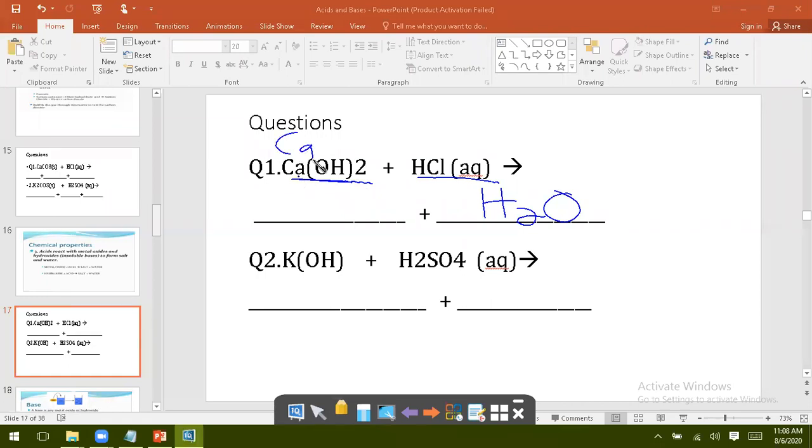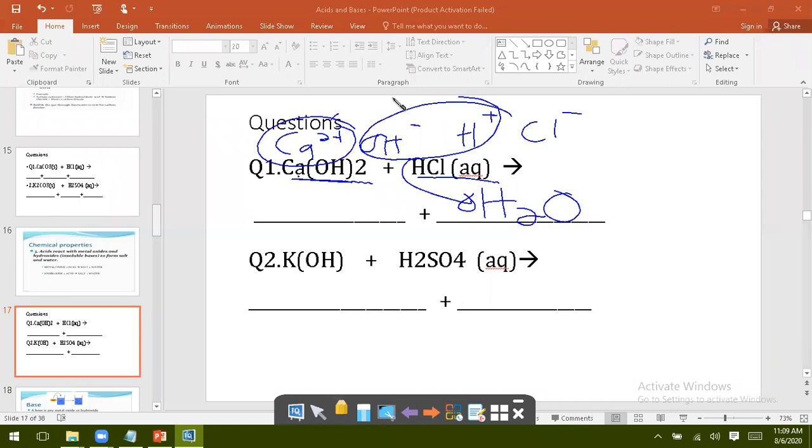Calcium hydroxide in water will produce calcium ion and hydroxide ion; hydrochloric acid, hydrogen ion plus chloride ion. Hydroxide and hydrogen result in water, and calcium ion and chloride ion give you calcium chloride, CaCl2. Potassium hydroxide and sulfuric acid.